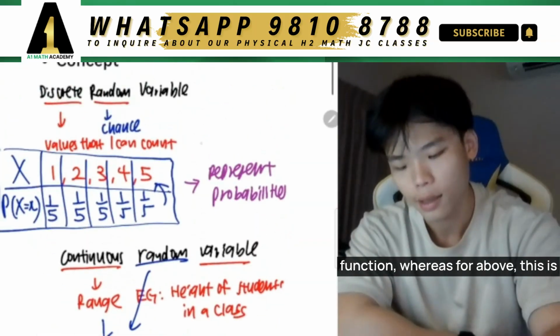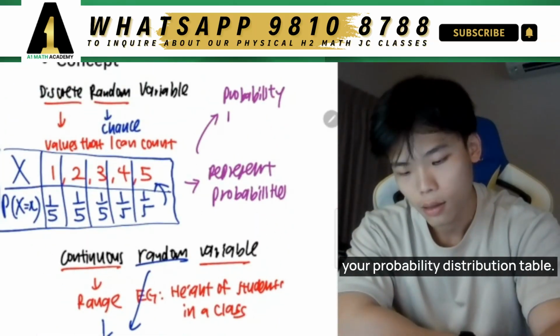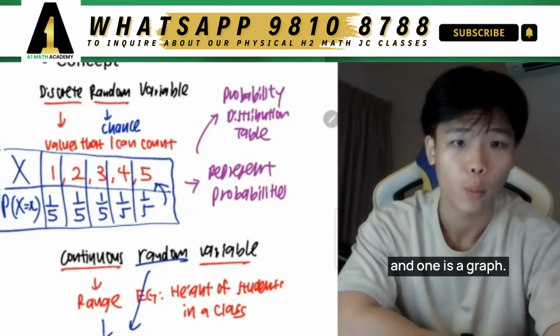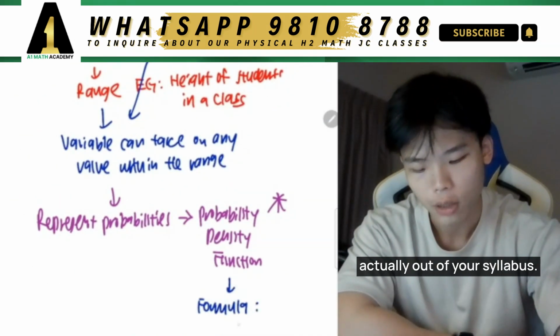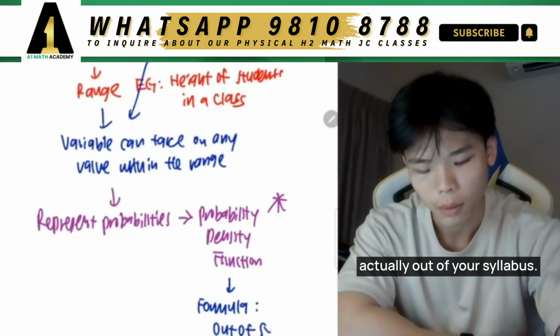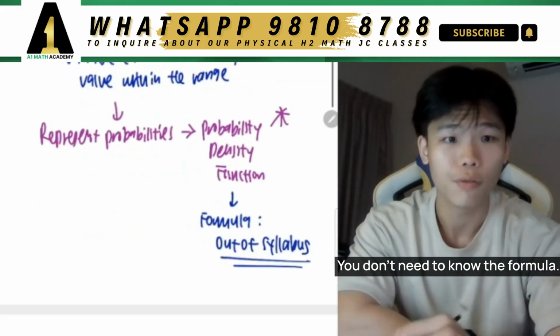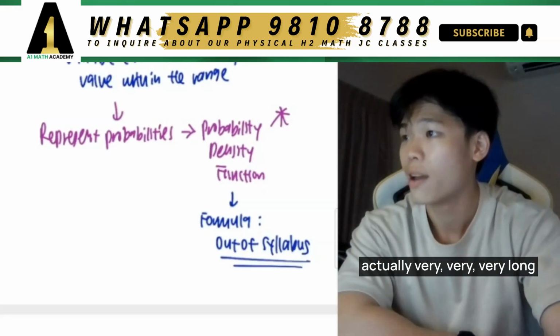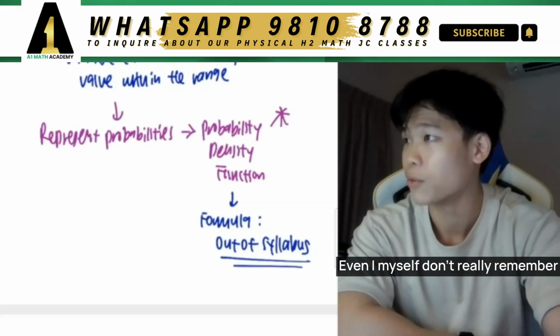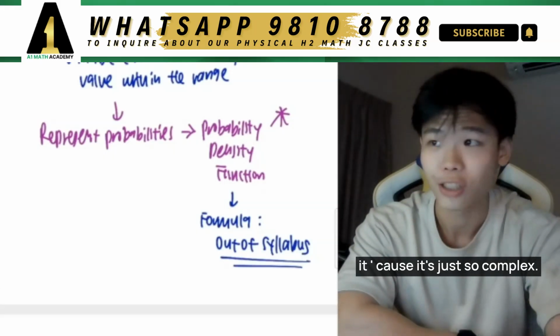Whereas for above, this is your probability distribution table. Okay, so one is a table and one is a graph. So this function over here, the formula is actually out of your syllabus. You don't need to know the formula. In fact, the formula is very, very long and very, very complicated. Even I myself don't really remember it because it's just so complex.